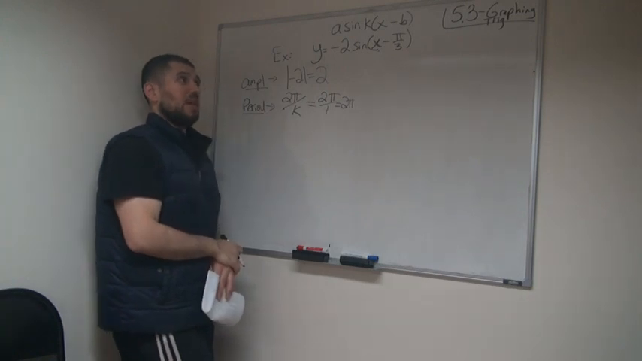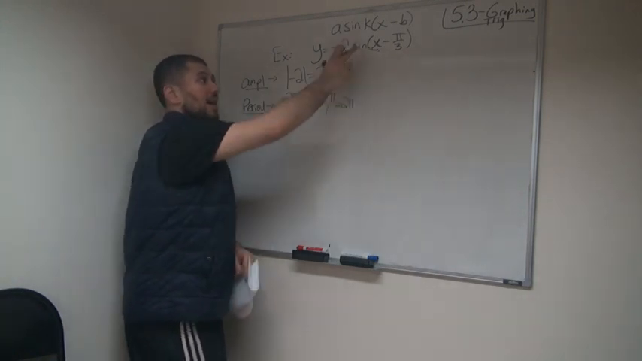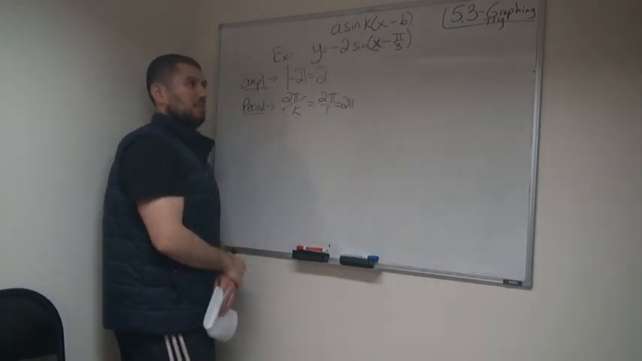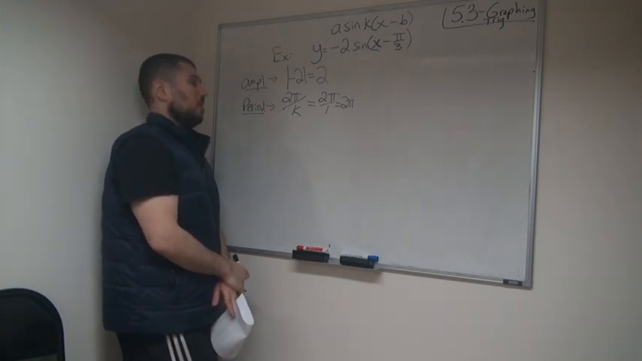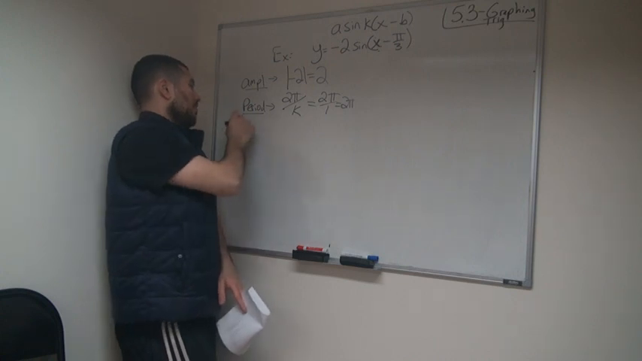Here I don't have to do any factoring. I'm comfortable. I have a 1x inside the parentheses, so I'm good. My period, or full cycle length, is going to be 2 pi. What about my phase shift?